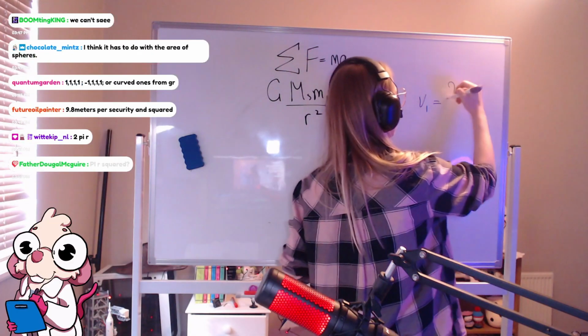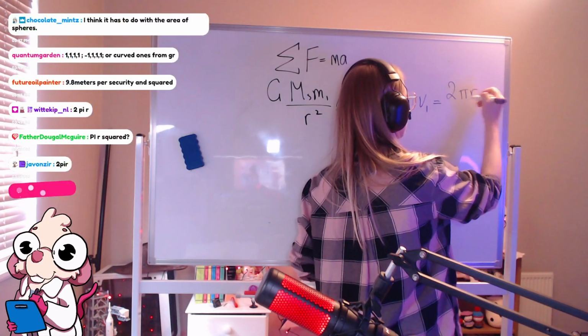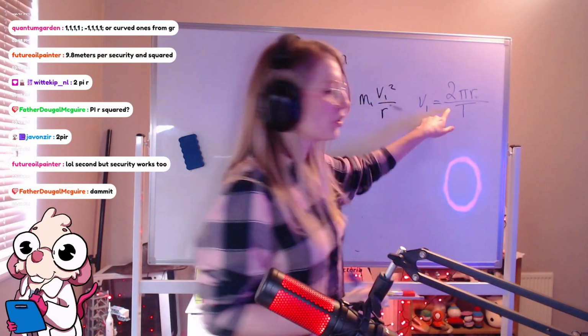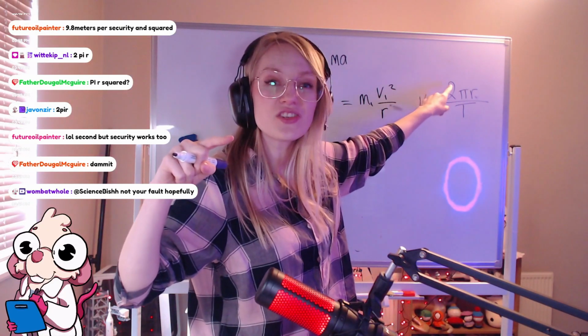2 pi r. Let's go, Kip. 2 pi r is the circumference of a circle. T is the time it takes to complete that circle. That's just distance over time. Distance over time is speed. Kilometers per hour, miles per hour, whatever unit you use in your respective countries, that's just speed. So we have an expression for speed.